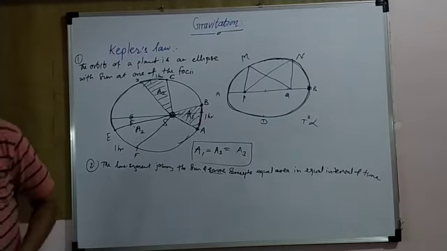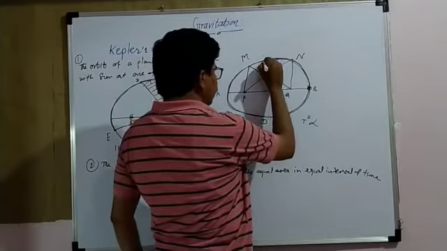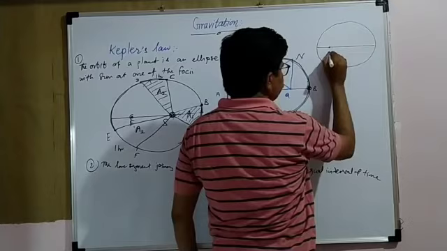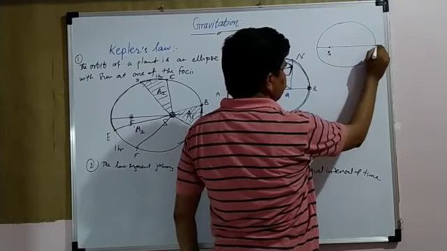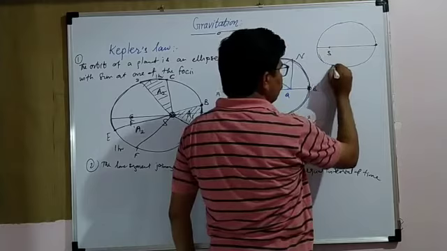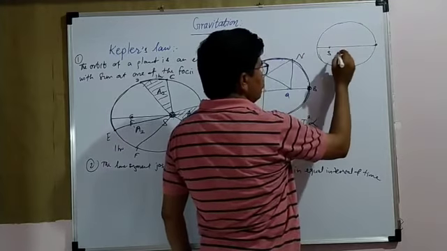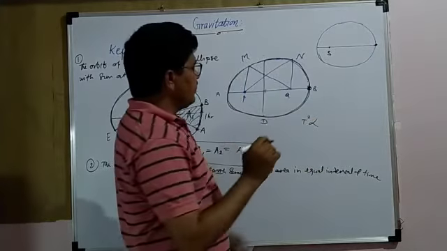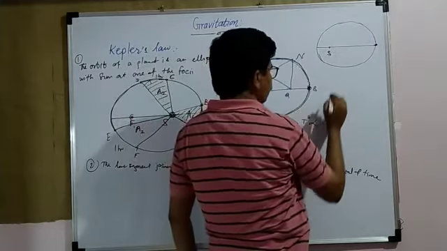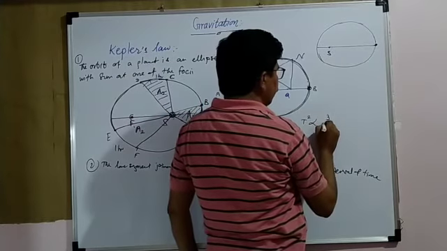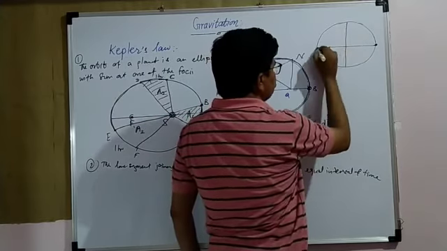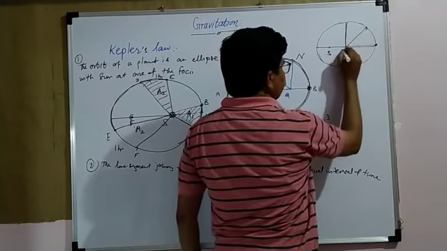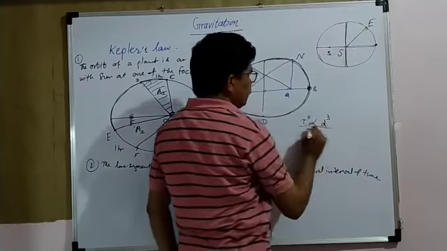Mean distance of a planet from the sun. Suppose this is the ellipse and at one of the foci is the position of the sun, and any planet is revolving around the sun in an elliptical orbit. The square of the time period of the revolution of the planet around the sun is directly proportional to the cube of the mean distance between the sun and the earth. When we take the average, this is the mean distance between the sun and the earth. That is the third law.